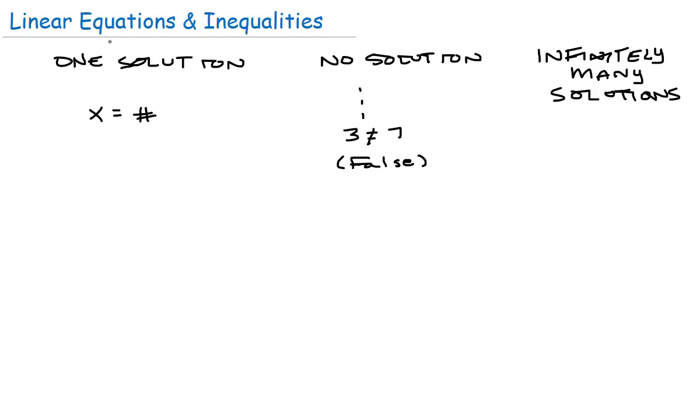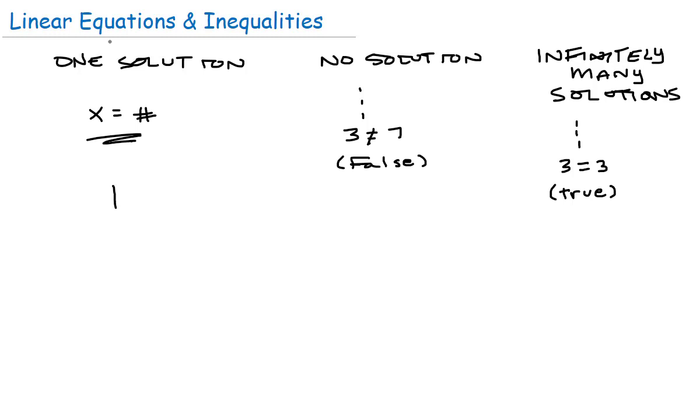And then infinitely many solutions is if you work out solving your equation and then you get something where x or your variable disappears, but you get a true statement, maybe like 3 equals 3. So if you get a true statement and you aren't actually able to solve for your variable like we did and get a number, x equals, but you get something true, then that's actually infinitely many solutions.